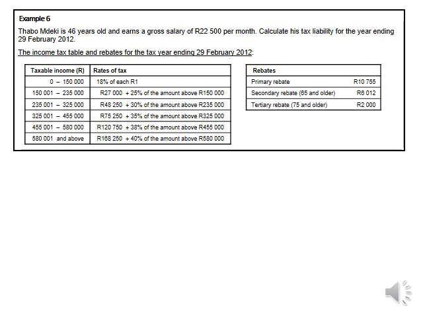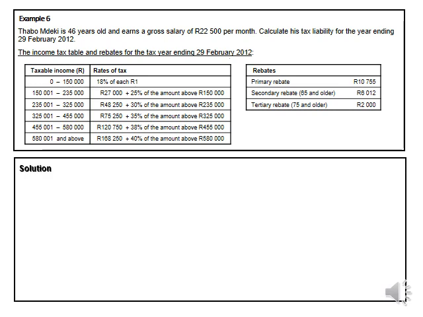So, Tobin Becky is 46 years old and earns a gross salary of 22,500 per month. Calculate his tax liability for the year ending 29 February 2012. There's our tax table and the rebates. So first we need to calculate his annual salary. So that will be 22,500 times 12. So his annual salary is 270,000.